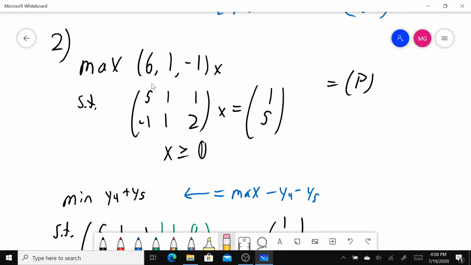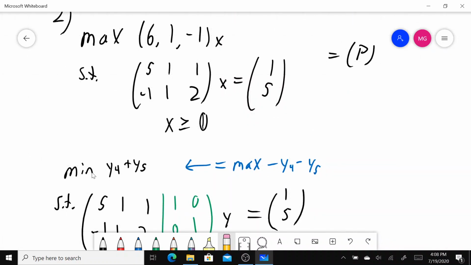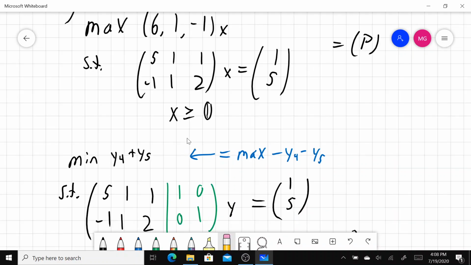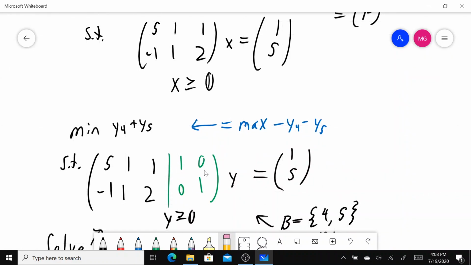And so here's the example, and the components are non-negative, so we're already good there. And so you construct the auxiliary, and so it's min y4 plus y5, because there's only 3 columns right now, so you add on columns 4 and 5, corresponding to a 2 by 2 identity matrix that you add on here for the auxiliary, and it's 2 by 2 because there's 2 rows.